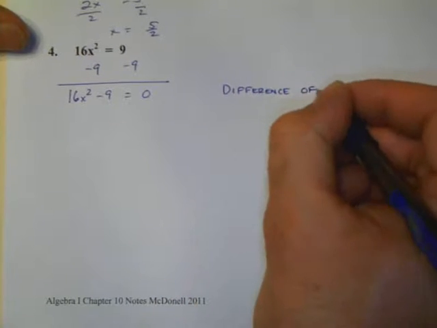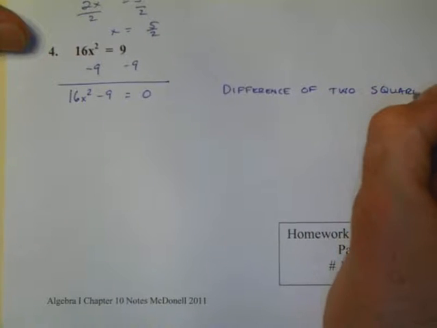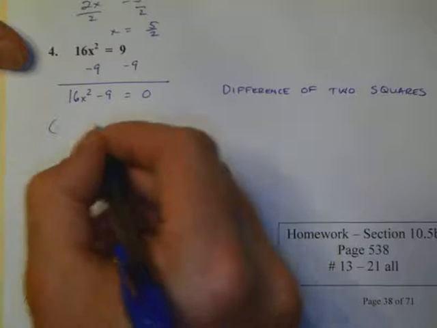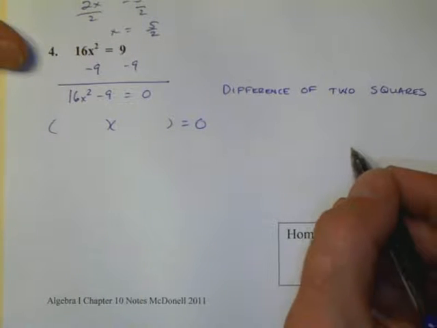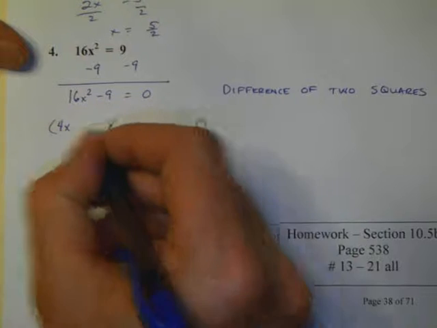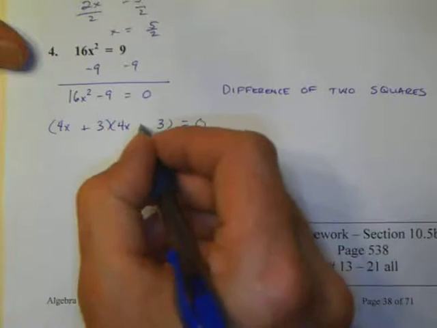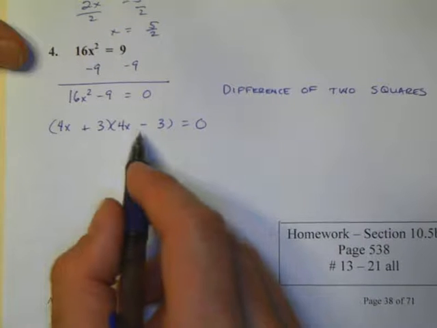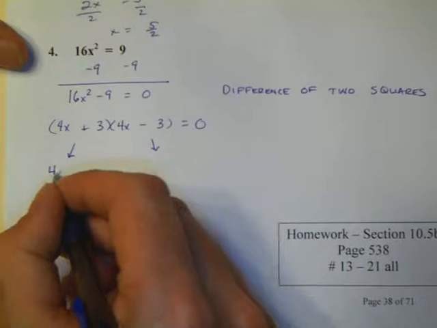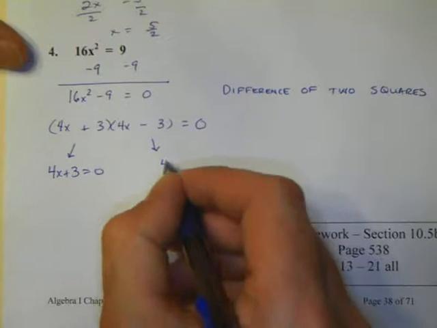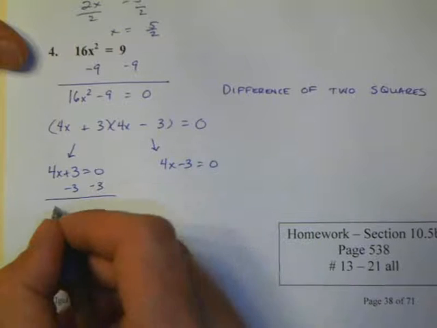As we consider this problem, we realize there's only two terms, and both of them are perfect squares, with a minus in between. So this is called the difference of two squares. The difference of two squares, if you remember, factors into conjugates. Conjugates are exactly the same factor, except one's a plus and one's a minus. So 4 times 4 is 16, so it's 4x and 4x. 3 times 3 is 9, so it's plus 3 and minus 3.